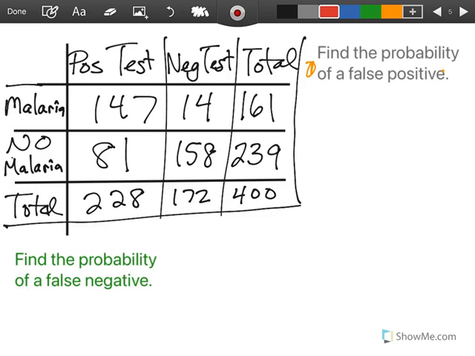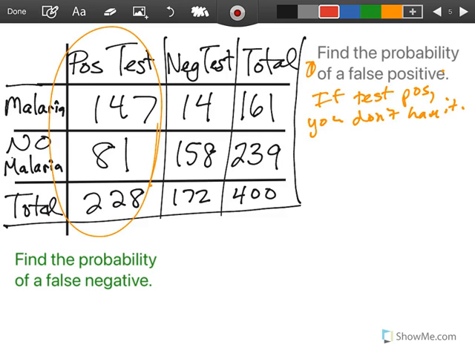Okay, now what does that mean? False positive means if you test positive, you don't have it. Right? That's what a false positive means. You tested positive. So that means we are looking at the positive testers. So there's 228 positive testers. How many of those are wrong? Well, 81, because 81 people do not have malaria, but they tested positive. So that's 81 over 228, which rounds to 0.355.